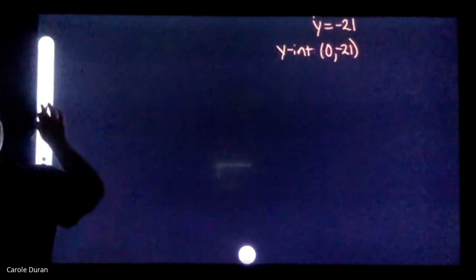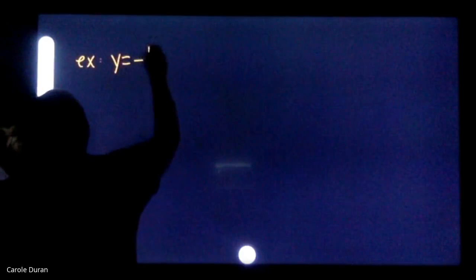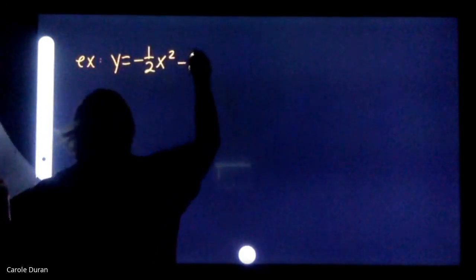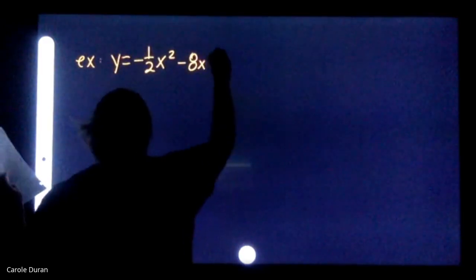So this time, I'm going to do the same thing. So I need to transform it into vertex form, identify the vertex, identify the x-intercepts, and identify the y-intercept. So this time I'm starting with the quadratic. Y equals -1/2 x squared minus 8x plus 14.